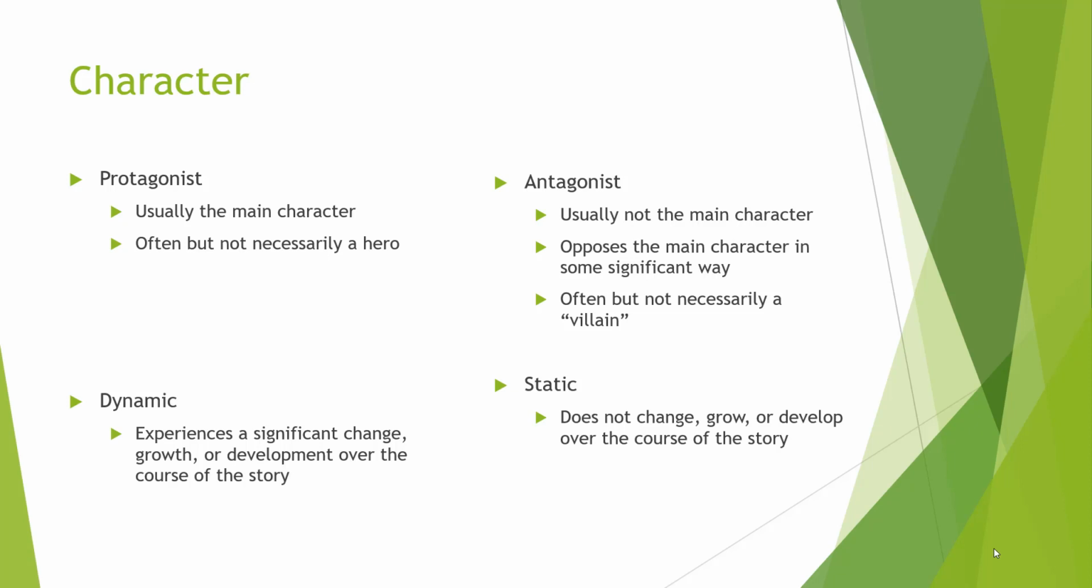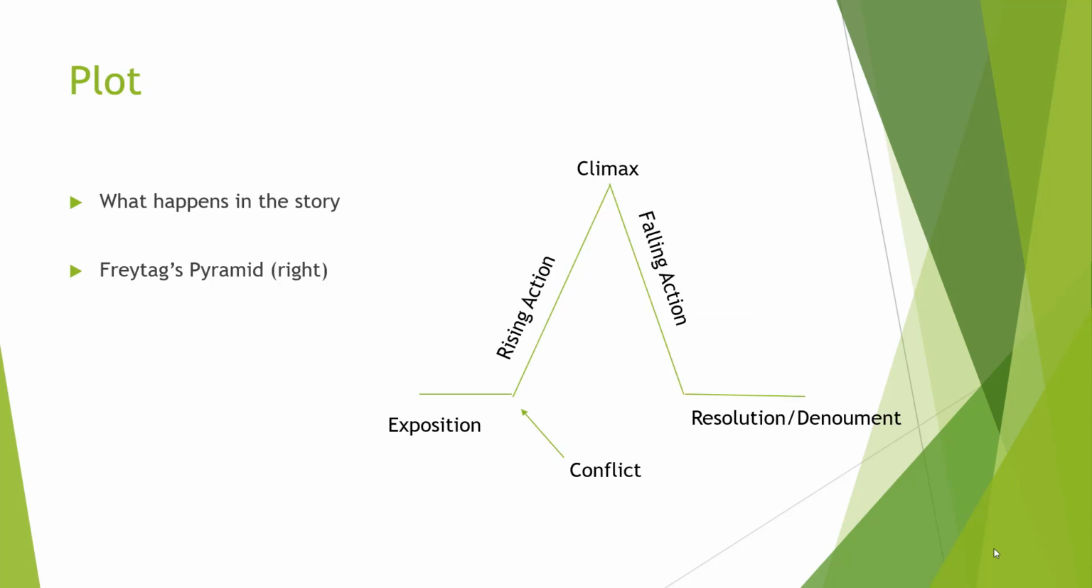We can also describe characters as either static or dynamic. A dynamic character is one that experiences a significant change, growth, or development over the course of the work. Usually, this is our main character, and that's part of what makes the story interesting. Static characters, on the other hand, do not change, grow, or develop over the course of the story. There are usually more static characters in a literary work than there are dynamic characters in that same work. Next up, let's talk about plot.